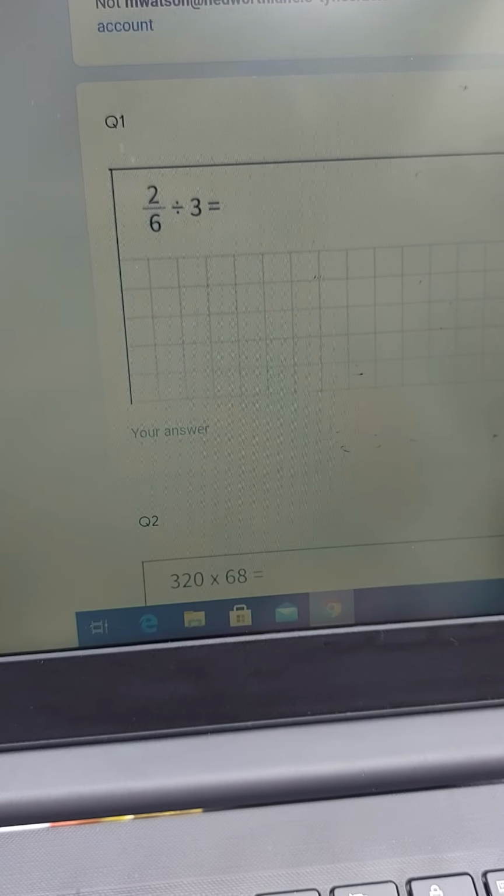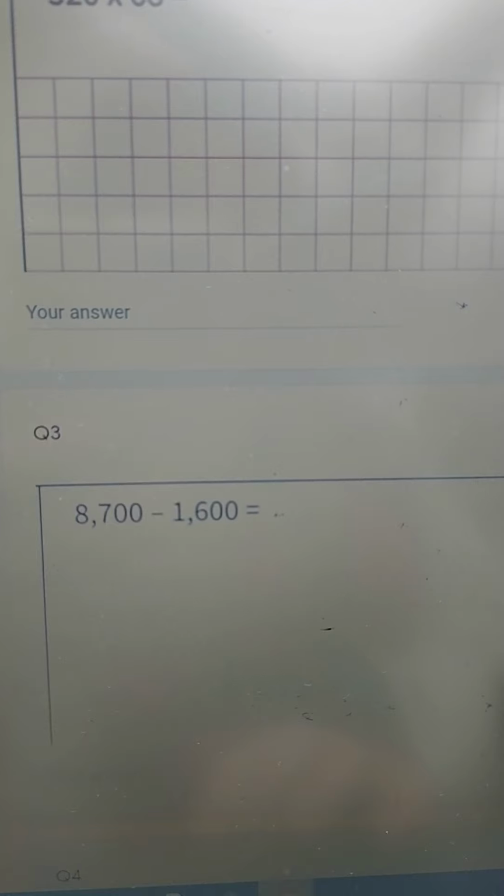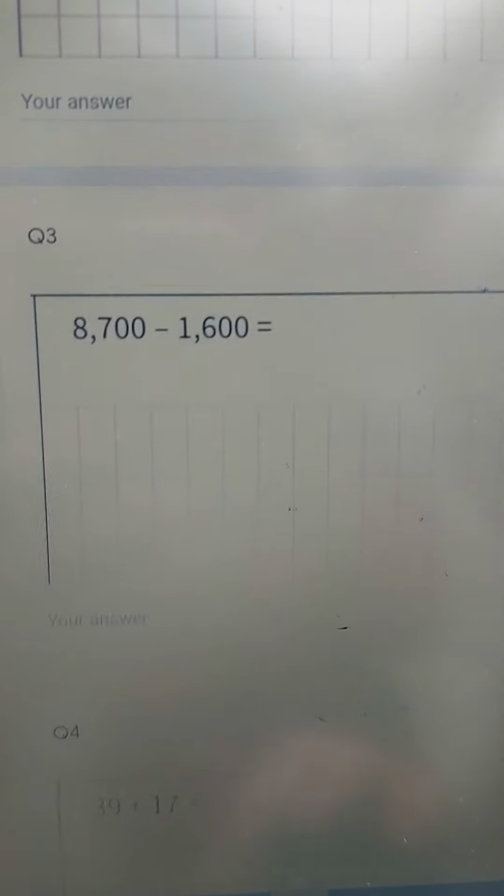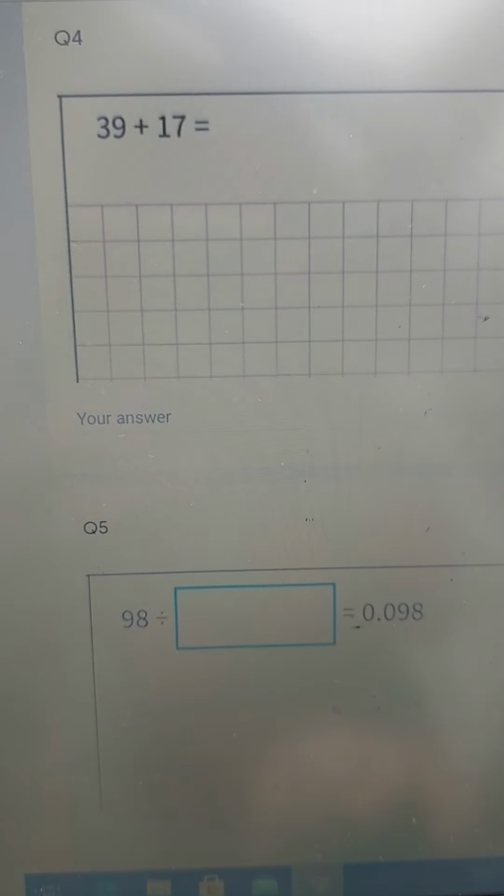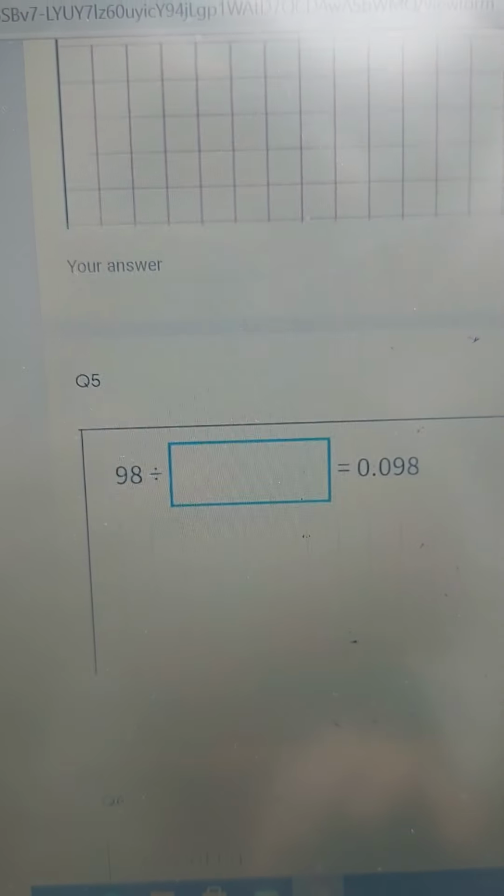Right, let me have a look at... Oh, I've lost my mouse because I can't see in this light. Not a very good light. 320 times 68. I'm not going to tell you the answer for that one. 8,700 take away 1,600. I can just see the answer there because I can work that out mentally. 39 add 17. I can also add that up mentally.